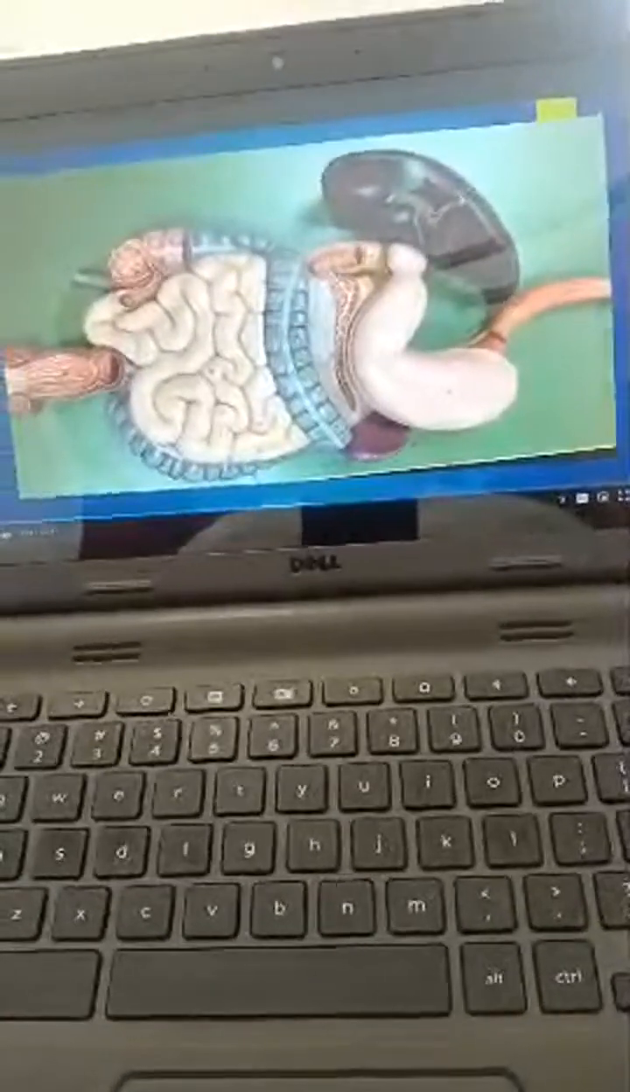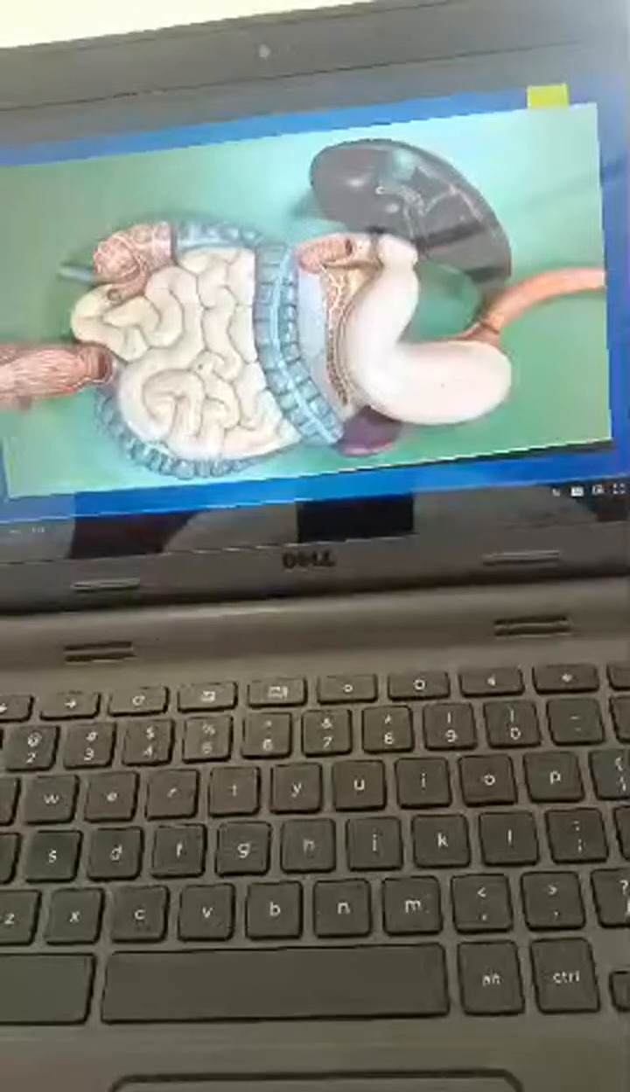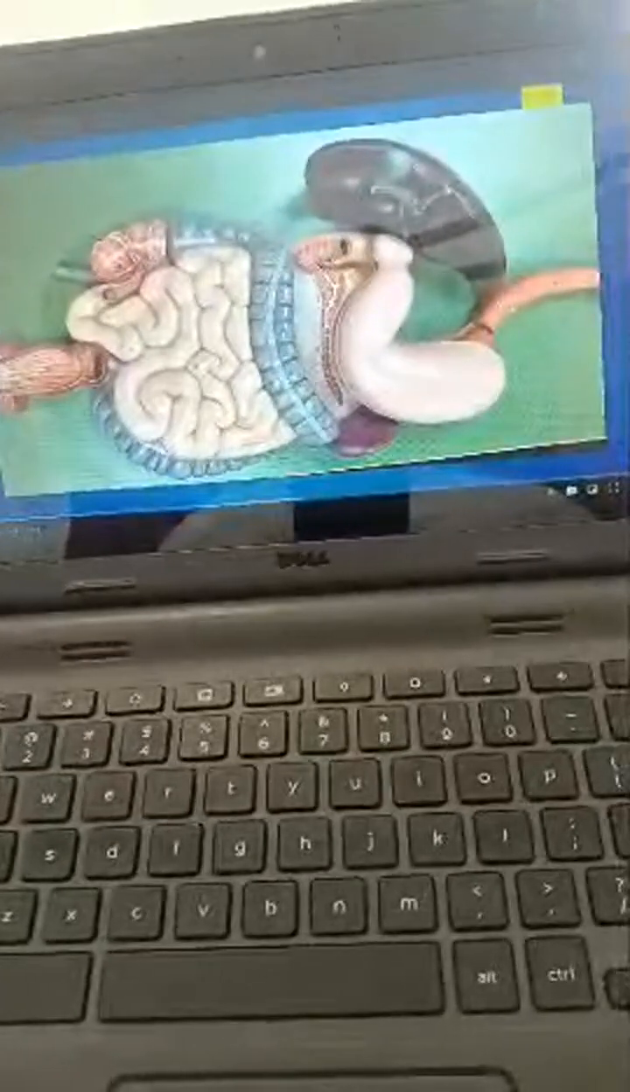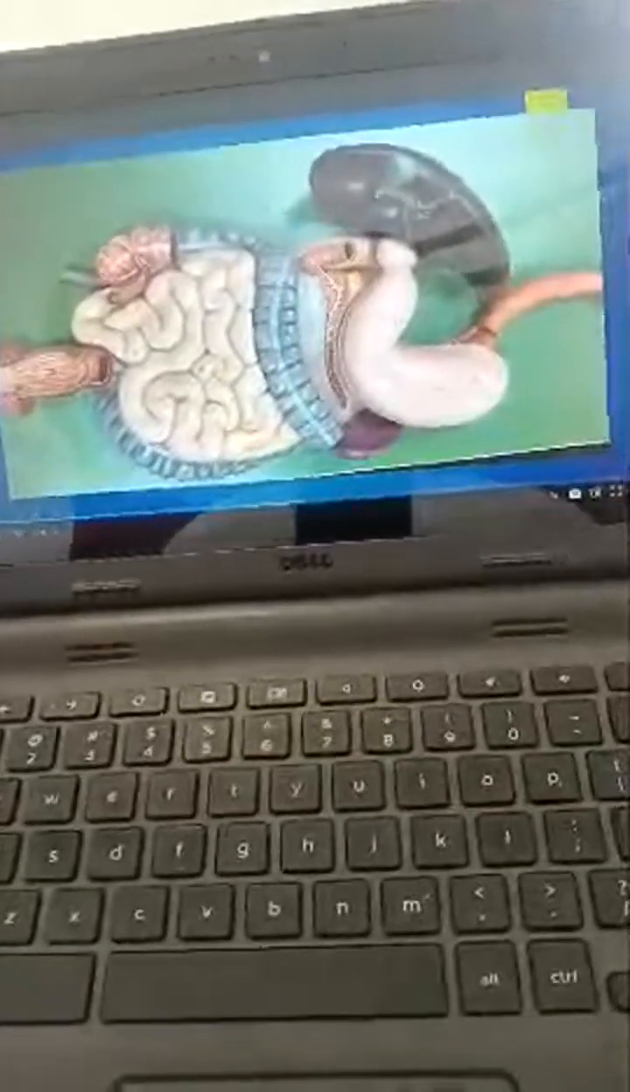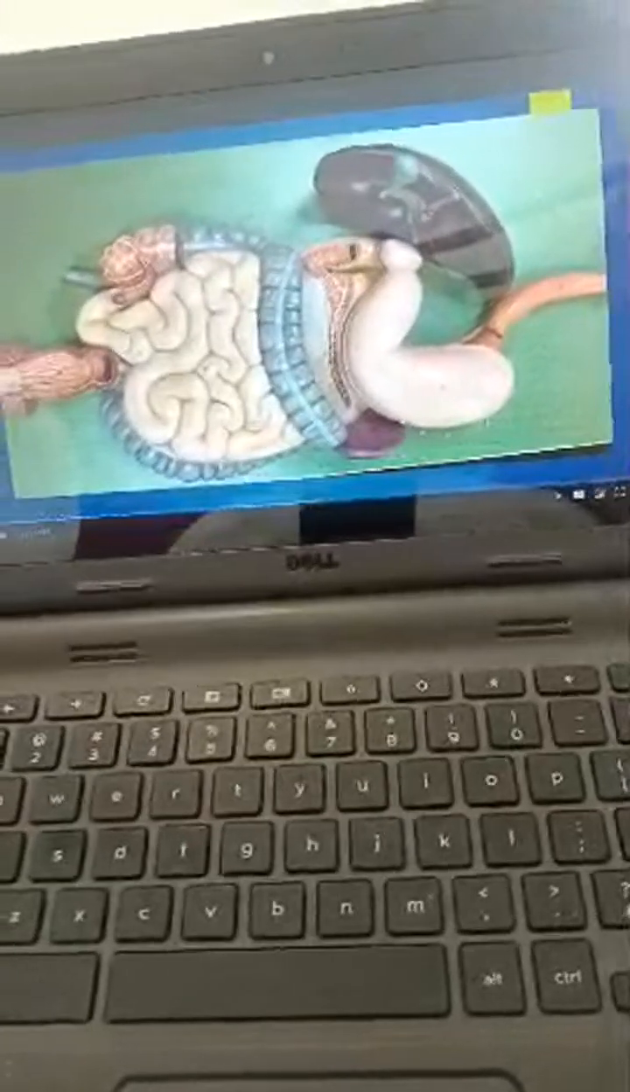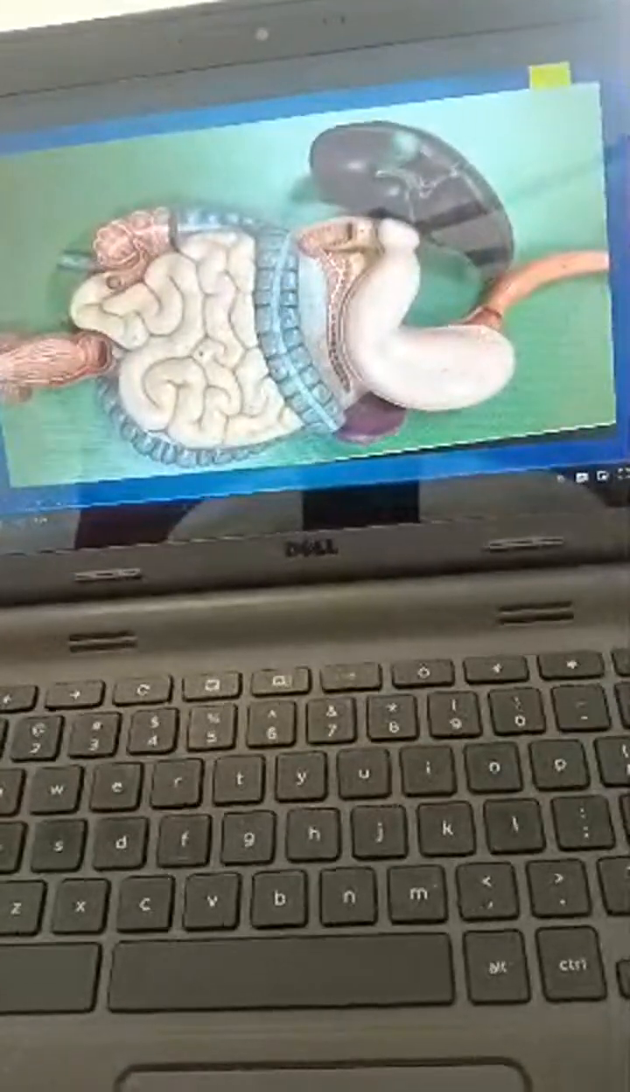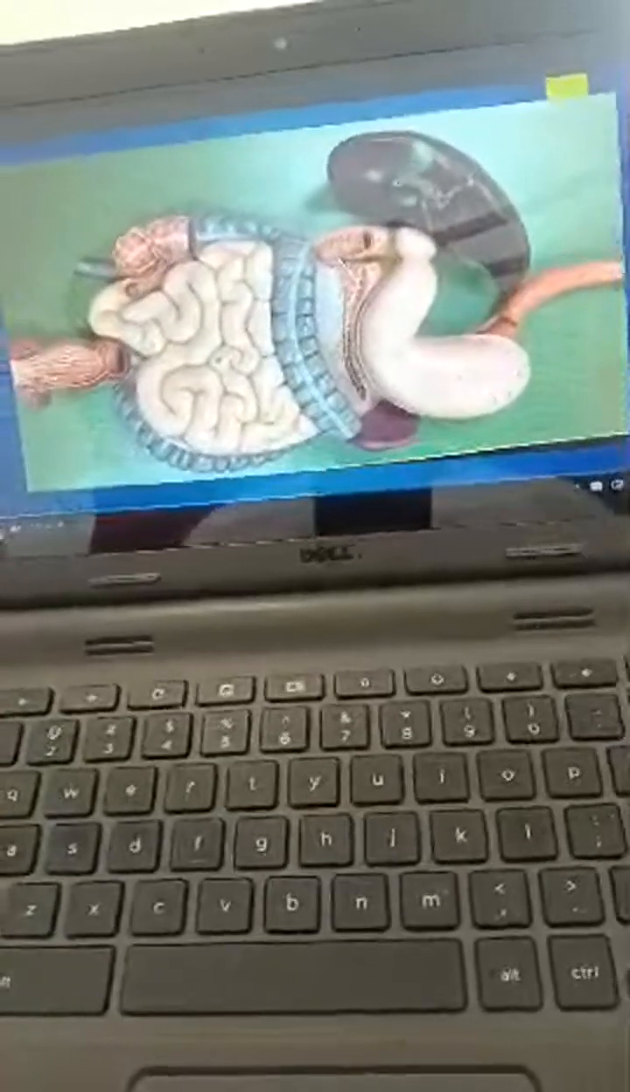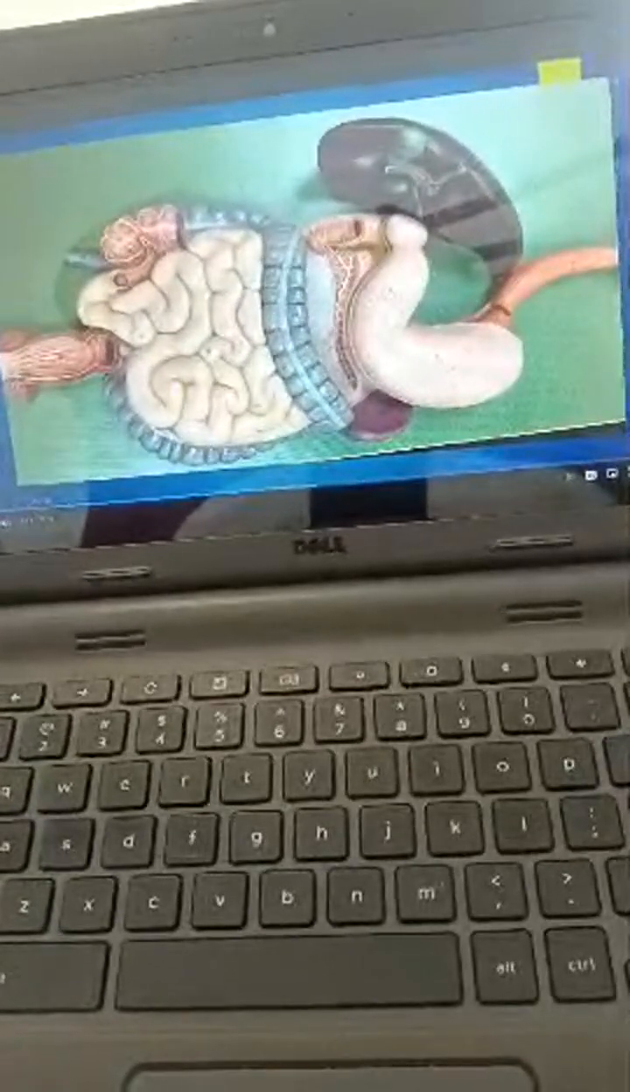So this is the digestive system together. So we have the esophagus coming in. We have the stomach. This is the lesser curvature of the stomach. This is the greater curvature of the stomach. We have the cardiac region of the stomach, the fundic region of the stomach, the body region of the stomach, and the pyloric region of the stomach.